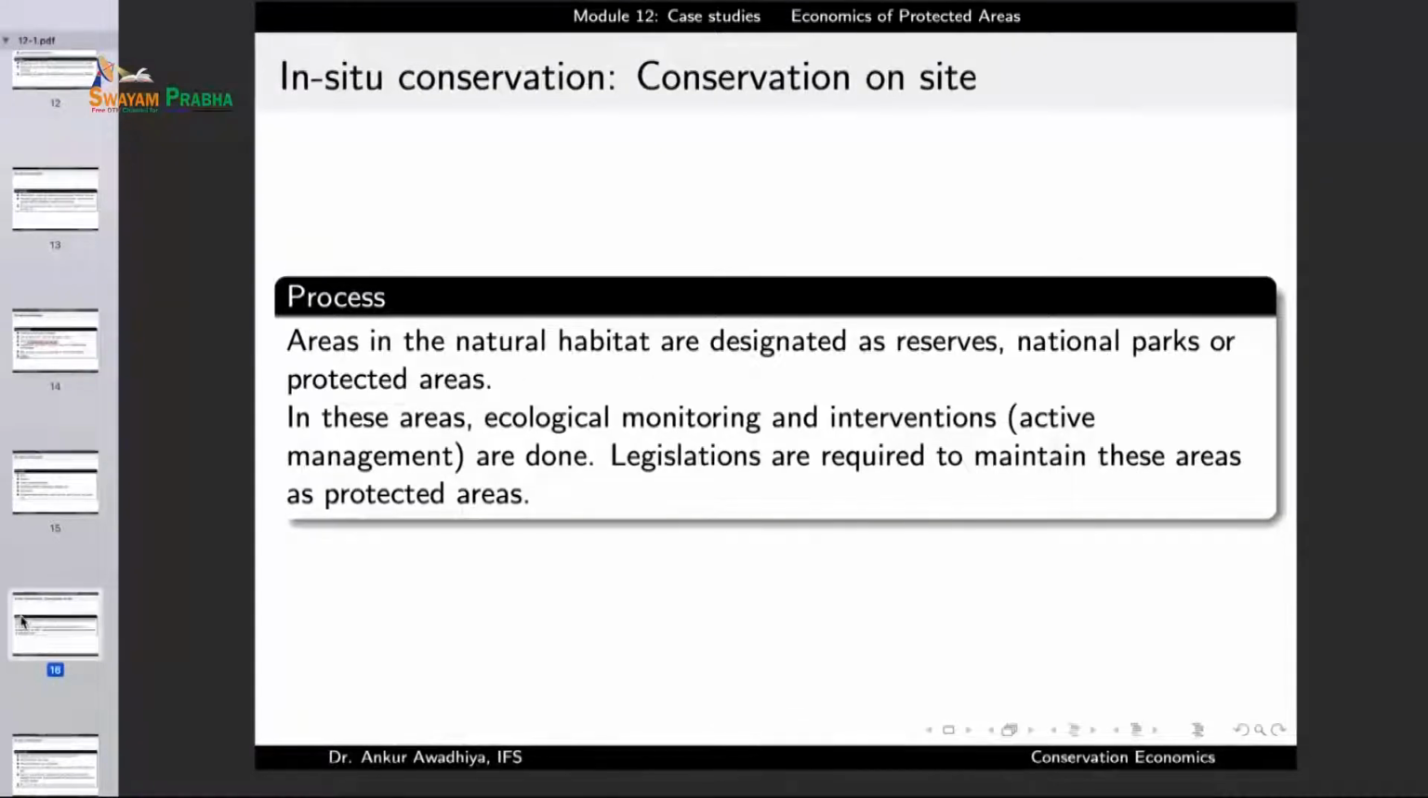The other mode of conservation is in situ conservation, which is conservation on the site. So, in this, areas in the natural habitat are designated as reserves, national parks, or protected areas. And in these, ecological monitoring and interventions such as active management are done, and legislations are required to maintain these areas as protected areas.